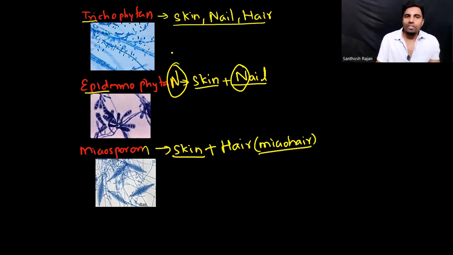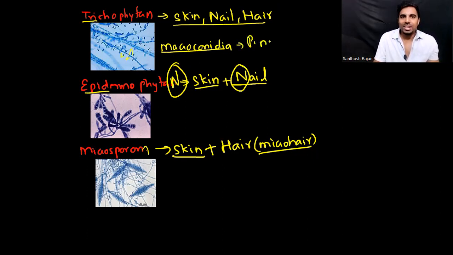Okay. Now, everywhere, you remember, we have macroconidia. These are the macroconidia shown in the picture. What is the shape of this macroconidia? What you're seeing here is called pencil tip.